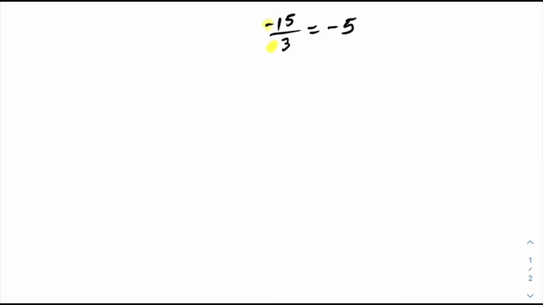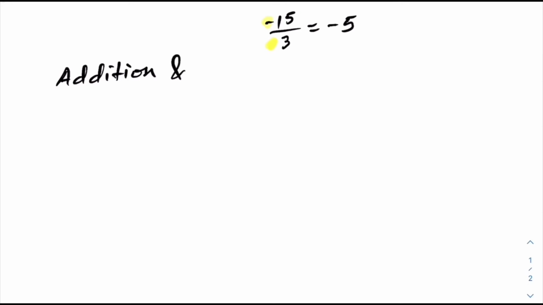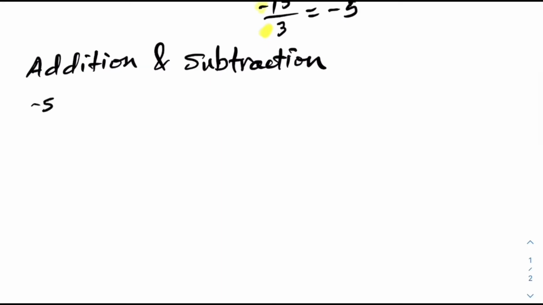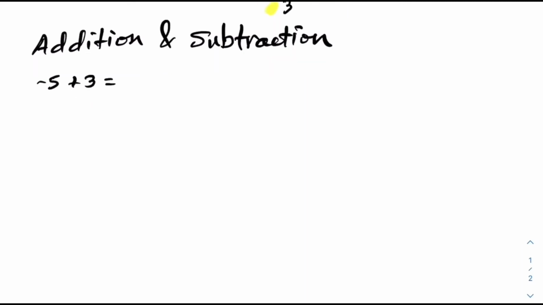Now we're going to work on addition and subtraction using positive and negative. So let's go over some examples. Negative 5 plus 3 equals. There's a few ways you can look at this.